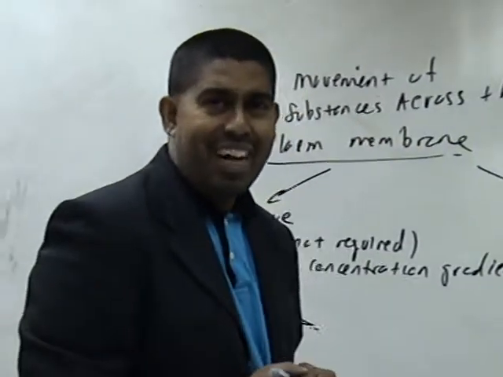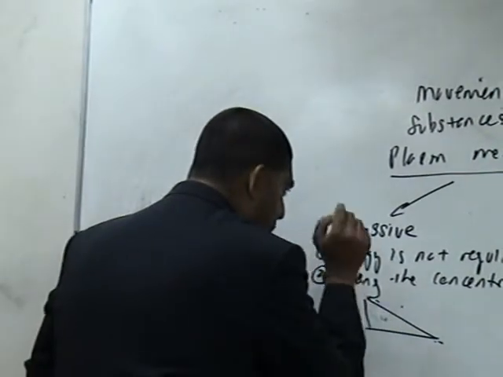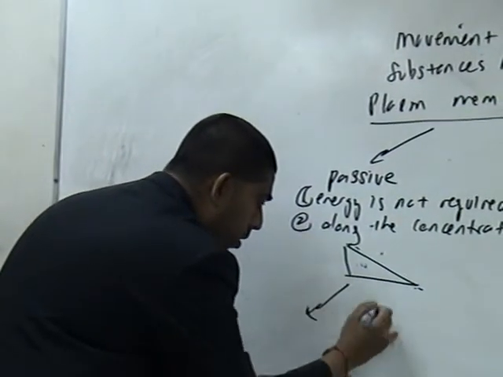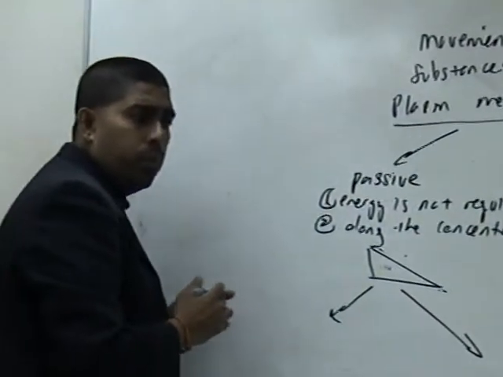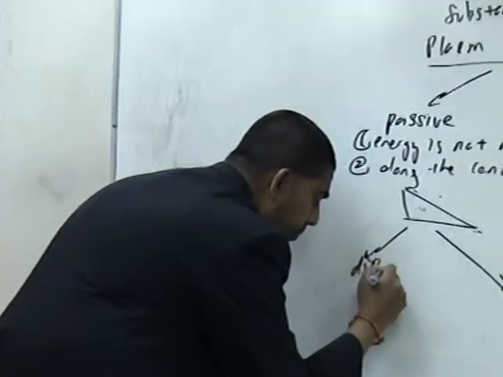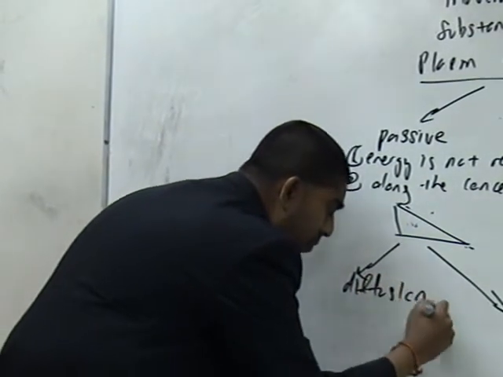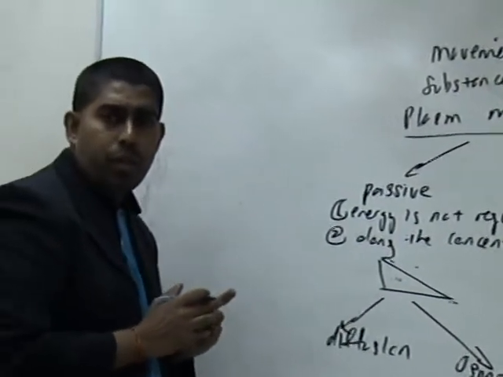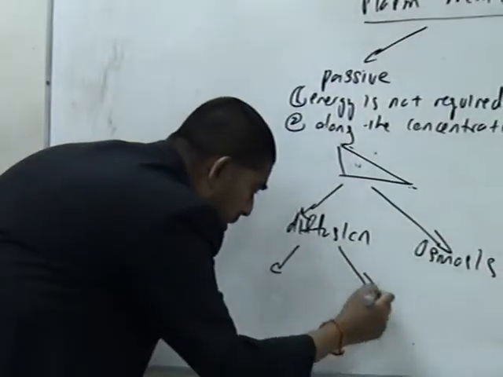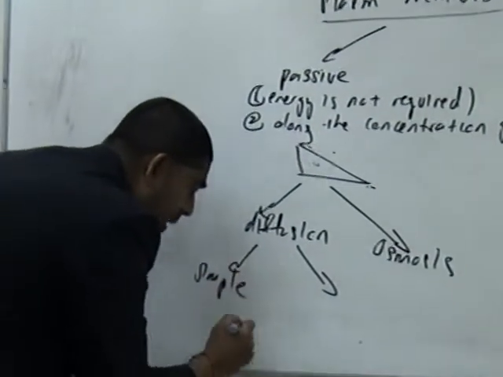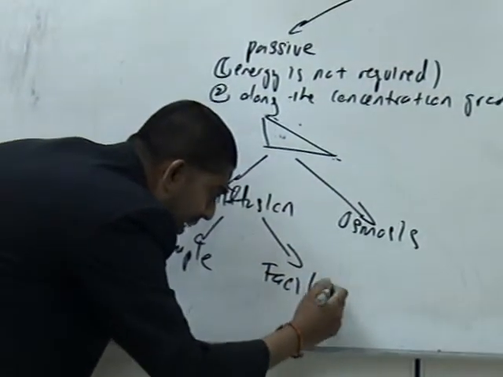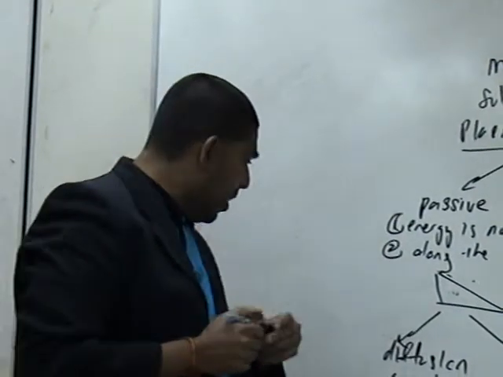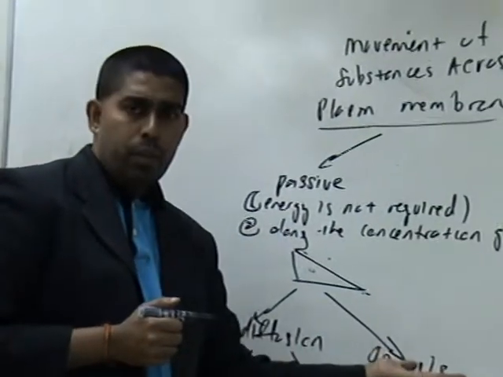Got it, students? Alright. Now, here, passive transport is broken into 2: diffusion and osmosis. Alright, diffusion and osmosis. Diffusion is broken into 2, simple diffusion and facilitated diffusion. Got it, students? Now let's take a look at what's the difference between diffusion and also osmosis.